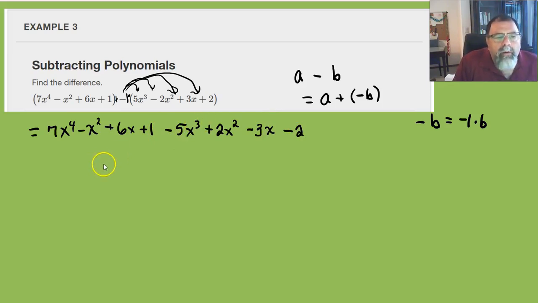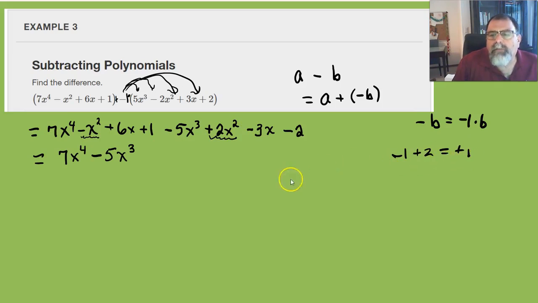Okay? So now we're going to put it in descending order. So 7x to the 4th, and we're going to combine our like terms. We have x cubed, and there's no other one, so nothing to combine. Now we're going to do x squared. So I have minus 1x squared plus 2x squared. Minus 1 plus 2 is equal to positive 1. So it'll be plus 1 x squared. We don't need to write the 1 since we have the x squared; 1 times x squared is just x squared.